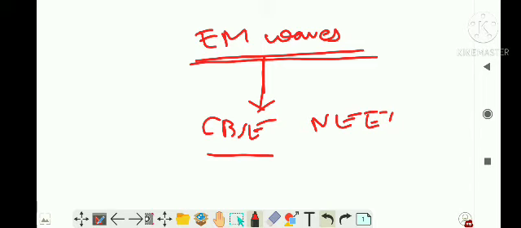As you can see in your textbook, the chapter is only 19 pages. So it is one of the smallest chapters and very easy to study. So let's move on with it.